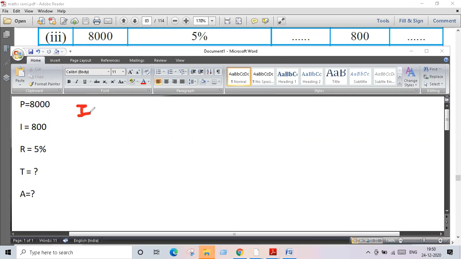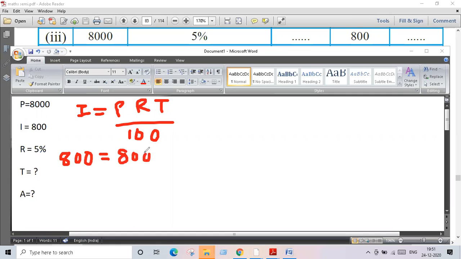I is equal to P into R into T upon 100. Put values. I is equal to 800, P is 8,000, R is 5, and T we have to find out, upon 100.